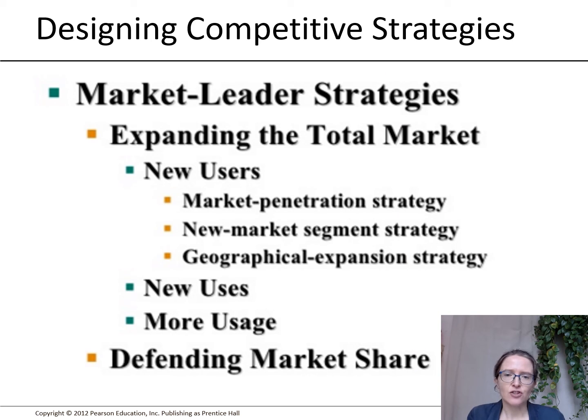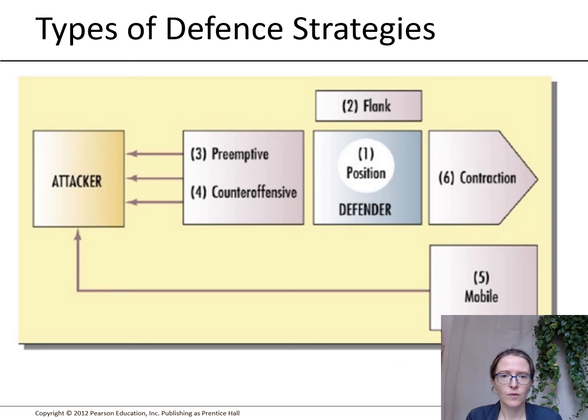So market leader strategies really involve expanding the total market. So that's looking at either new users, so how we're going to penetrate the market differently, so having some kind of market penetration strategy, or a new market segment strategy, or a geographical expansion strategy. Other ways to expand the total market are things such as looking at new uses or more usage. Or another way of doing it, rather than expansion, is actually defending the market share. And there are different types and ways of defending.